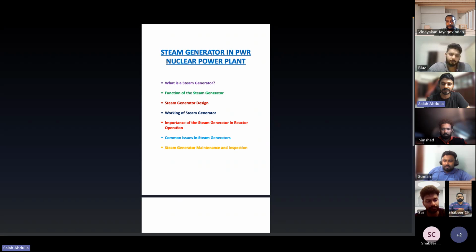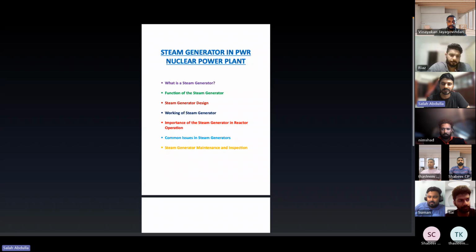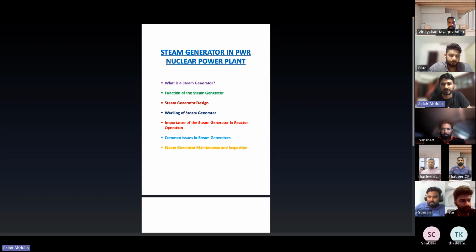The next function is steam production, which means converting the feed water into dry saturated steam that powers the steam turbine. The steam generator also acts as a barrier between the radioactive primary system and the non-radioactive secondary system. We know the primary system includes many radioactive materials, so the steam generator acts as a barrier between the two systems, preventing contamination as well.